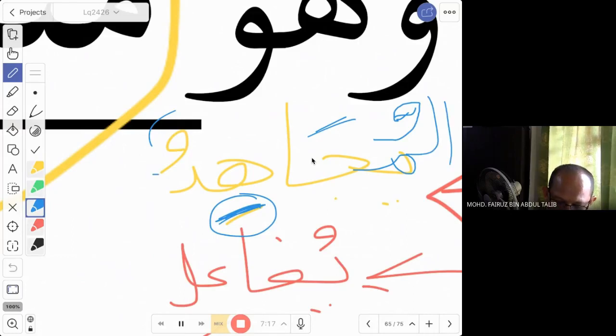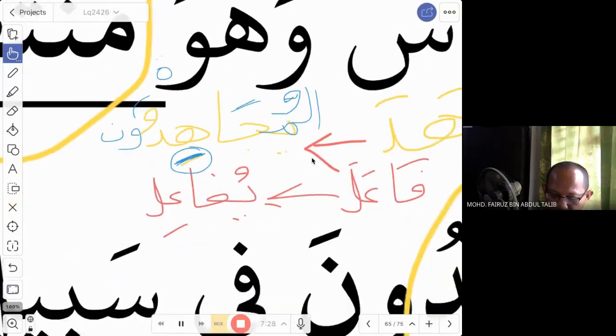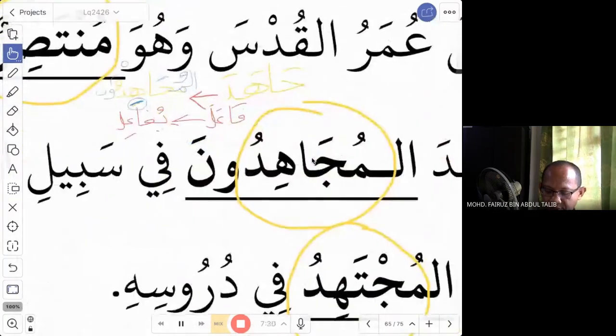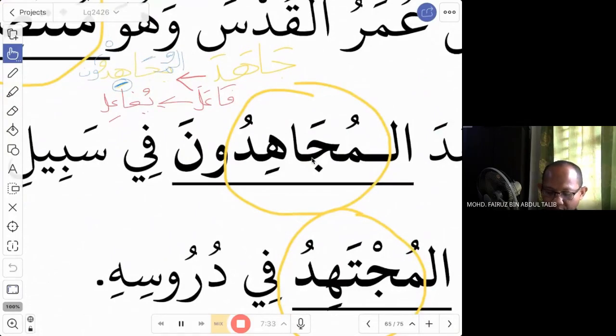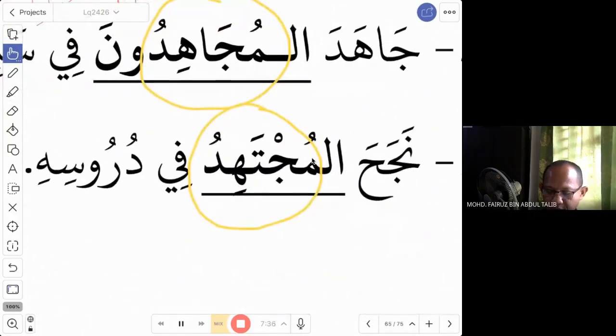You can change to musanna, you can change to jama if you want, you can change to muannas, mujahidah if you want, because it is now a noun, not a fi'il anymore. So that is the second word, mujahid. Mujahidun, the fighters. We just translate them as the fighters. And the last jumlah, najahal mujtahid.